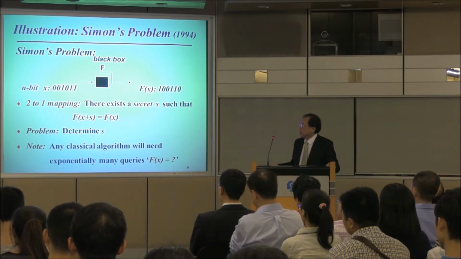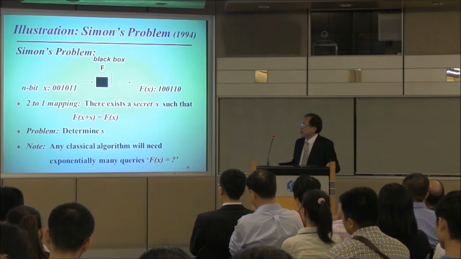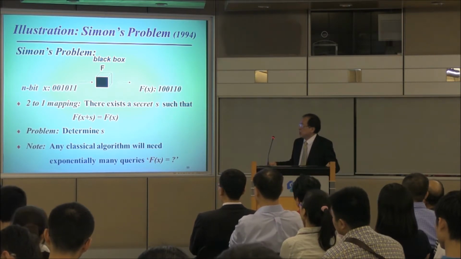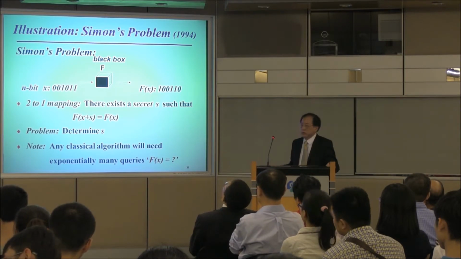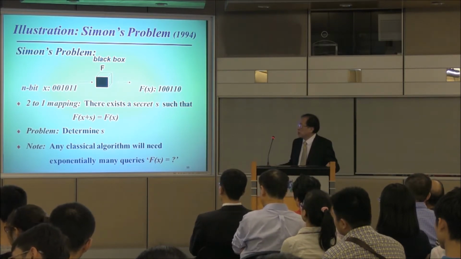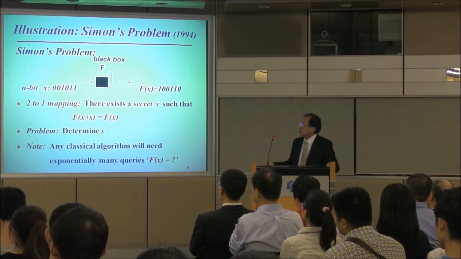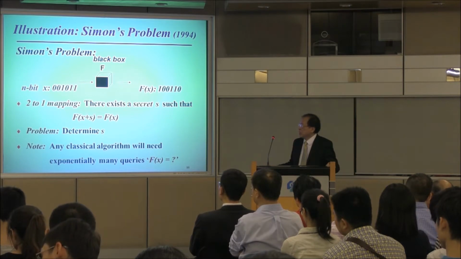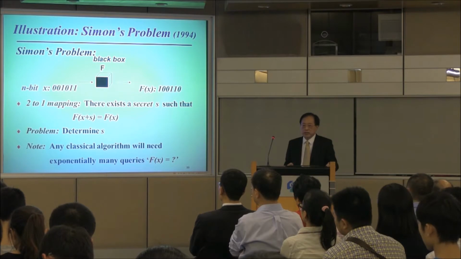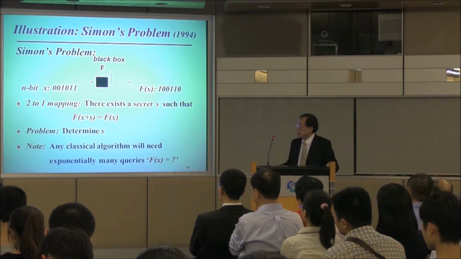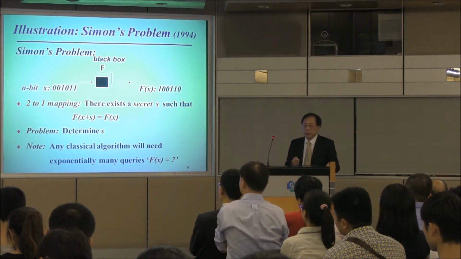And furthermore, this mapping has a special character, namely that for this black box, there exists an unknown secret S. This S is an n-bit string. And now, the two strings that are transformed into the same output are connected as follows: if one of them is X, then the other one is X plus S. This plus is the exclusive OR of two strings in a bitwise manner.